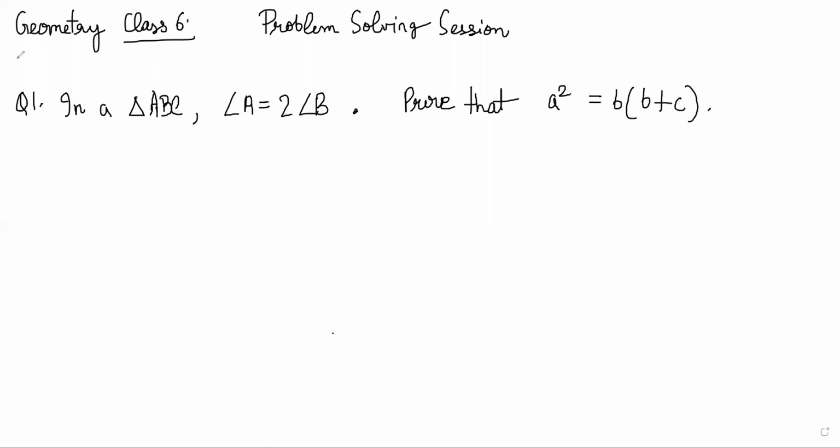Try this question first. We are given that in a triangle ABC, angle A is double of angle B. We have to prove this.